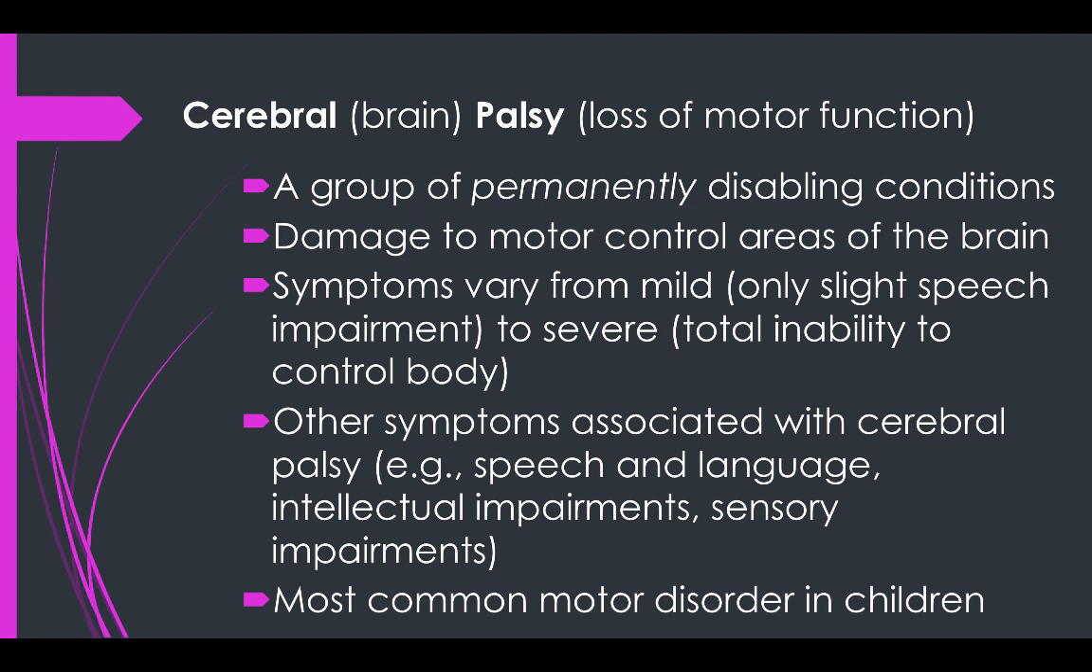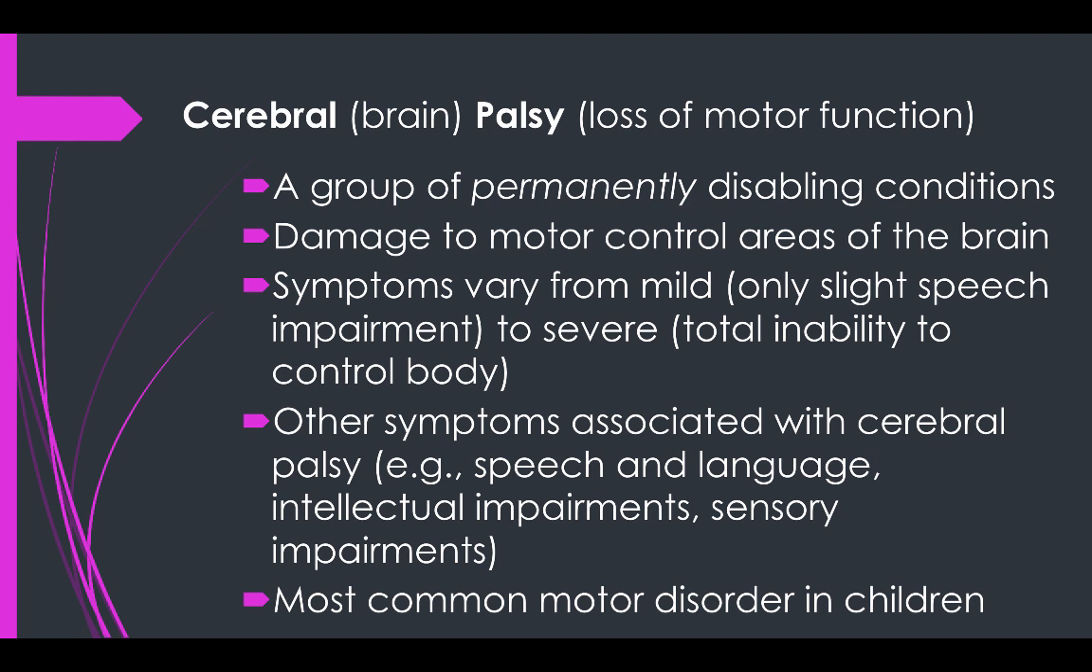It is a group of permanently disabling conditions, so those that are born with CP are going to have a permanent disability. There are ways to make it more manageable and to allow the individual to be more functioning and more independent through exercises and stretches and really just gaining strength and mobility throughout different activities. But it is a damage to the motor control areas of the brain, the motor cortex.